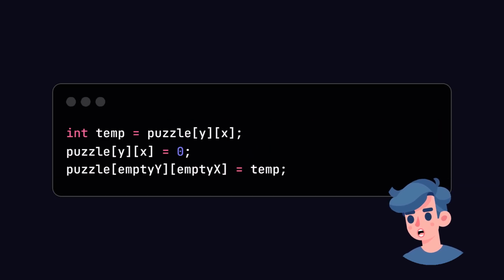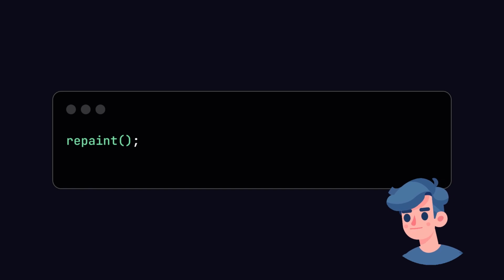Let's implement the swap logic inside our swapTiles method. We will replace the tile at the empty space with the clicked tile and set the clicked tile's position to 0. After swapping, we repaint the game panel to reflect the changes on the screen. Now, when we run the program and click adjacent tiles, they should slide into the empty space.